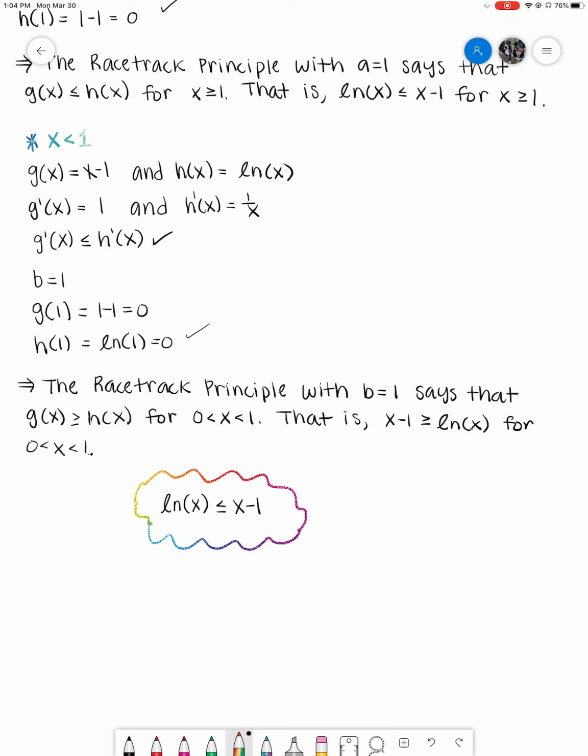And there we go. That is an example of the racetrack principle. So we have finished up Chapter 3 now, and we'll be moving into Chapter 4. We'll be starting with Section 4.1 next.